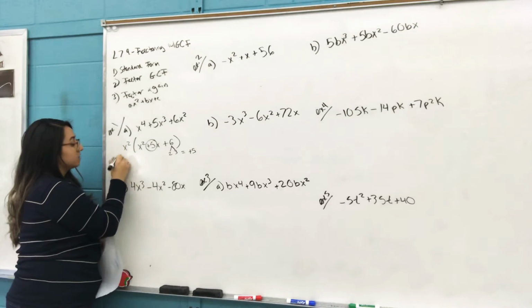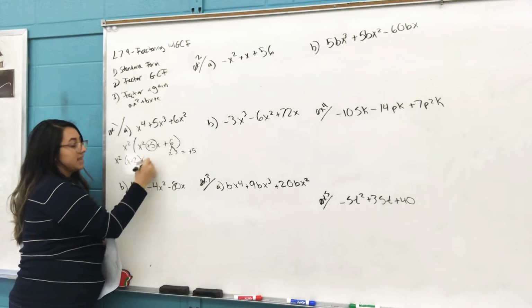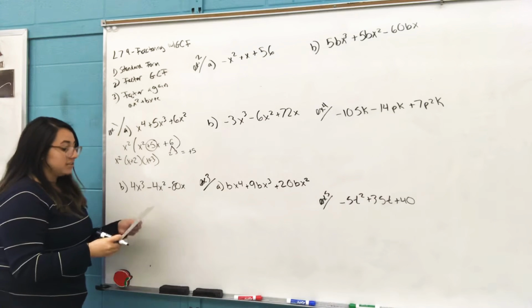So then we get our x squared. We can't leave it out. We have x plus 2 because it's positive. x plus 3, and that's positive 2. And that is your answer there.